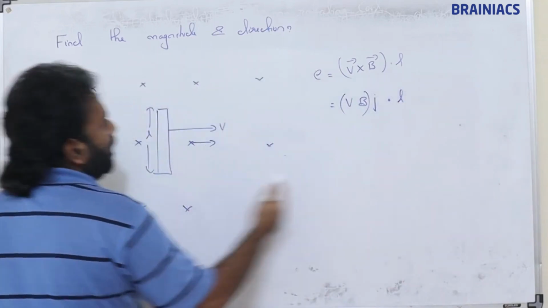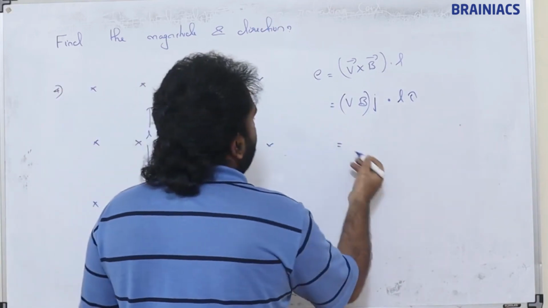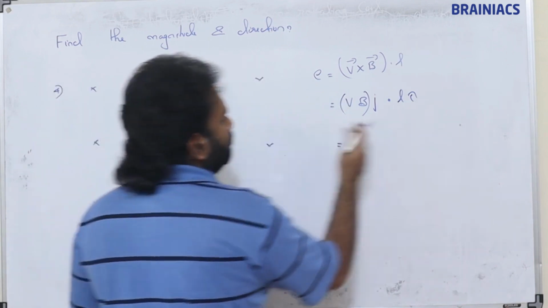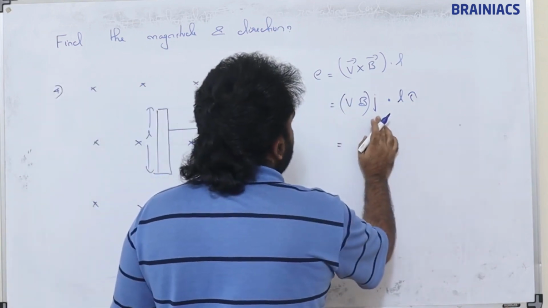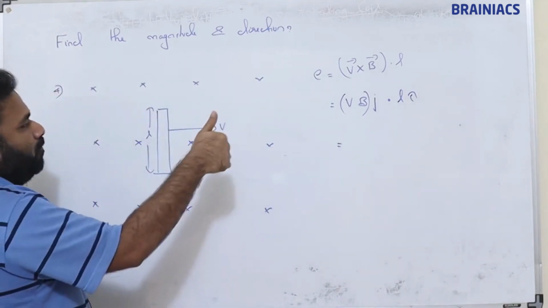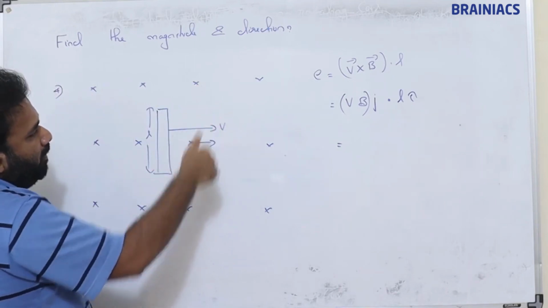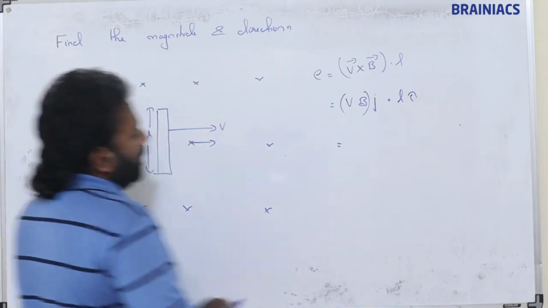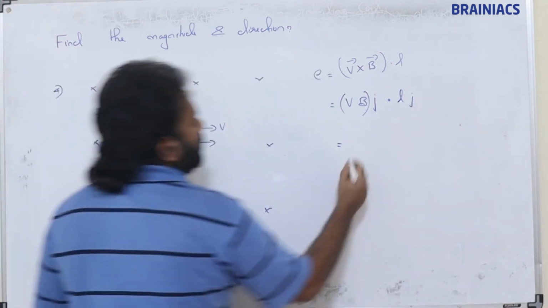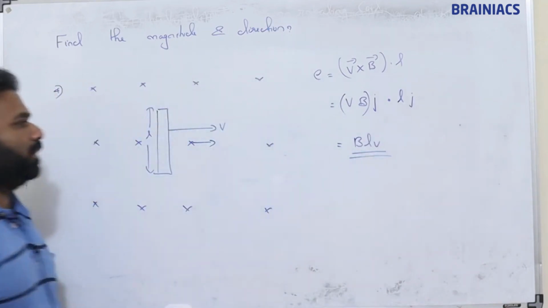So what is L? Sorry, V cross B will be J, and L is what? L is this side, so J. So what we will be getting is BLV. This is the EMF. Correct.